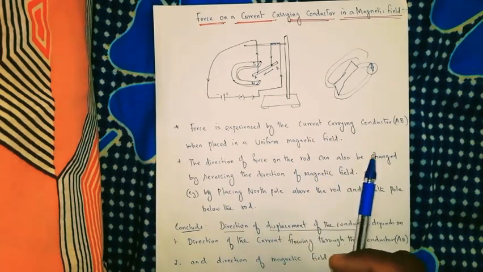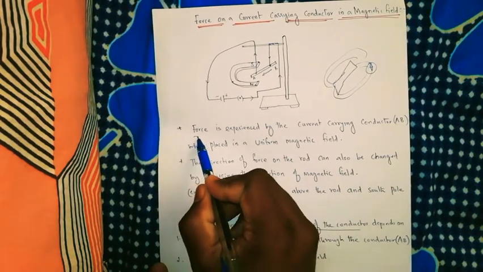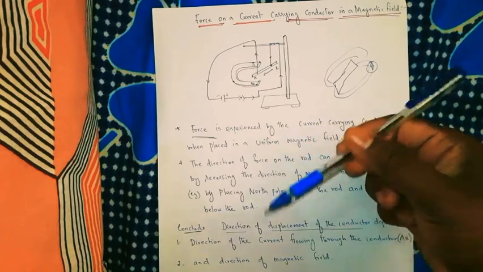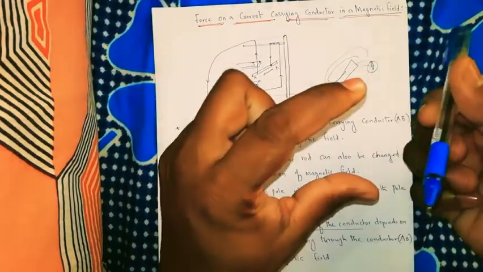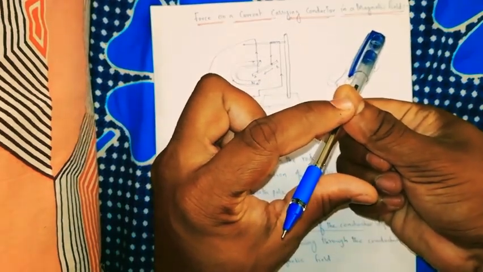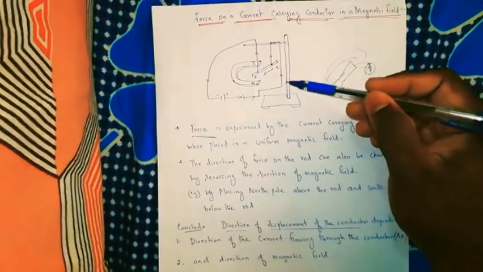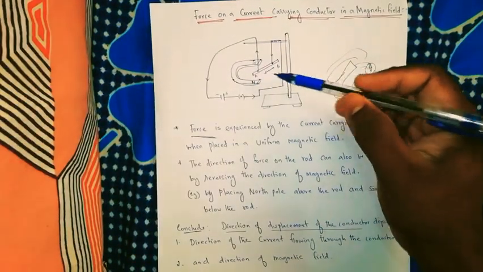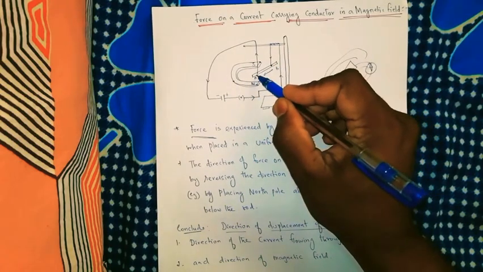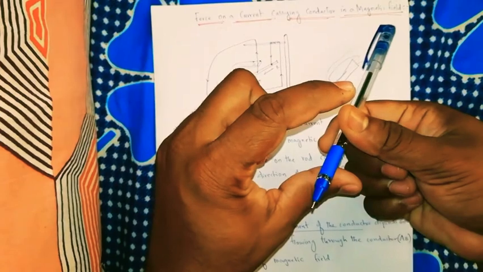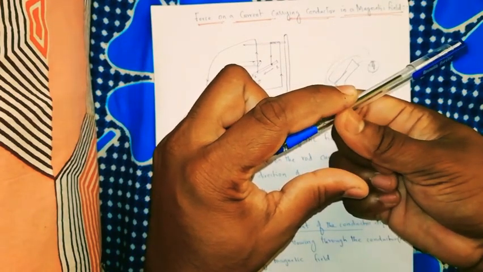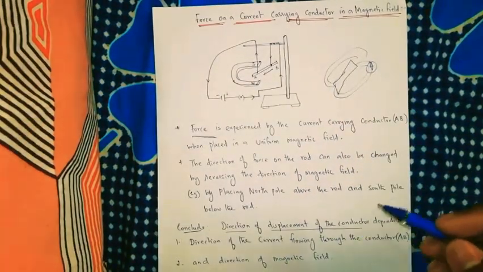So what is happening here? A force is exerted, so there is a movement. What happens when the south and north pole direction is like this, and the aluminium rod is kept here? When the current is flowing from B to A, from the positive going from here, B to A, it exerts a movement towards this side. It looks like this and it moves towards that side. That is what happens here.